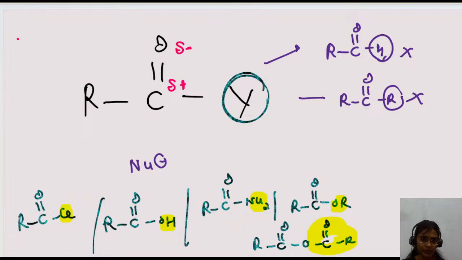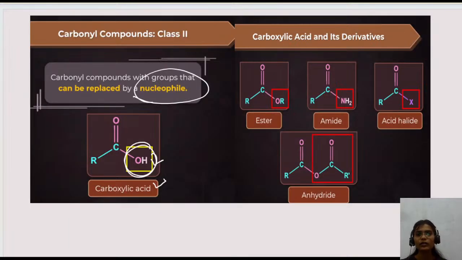So it's class number two, basically, you can say. Okay, let's go back again. What is class number two? These are some examples like ester, amide, acid chloride, anhydride, and carboxylic acid. Now the next point: why are we dealing with aldehyde, ketone, and carboxylic acid?